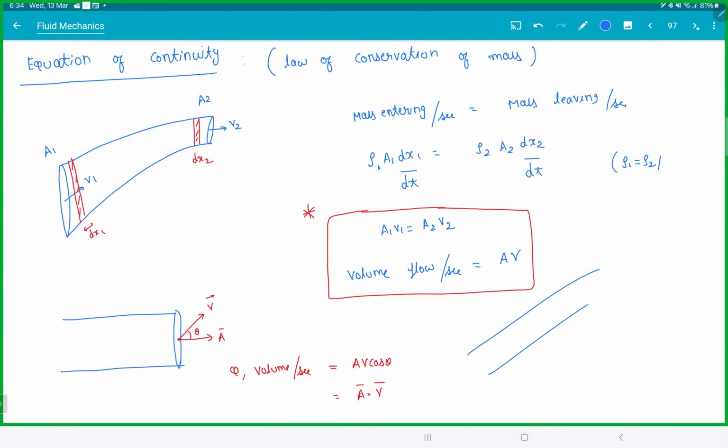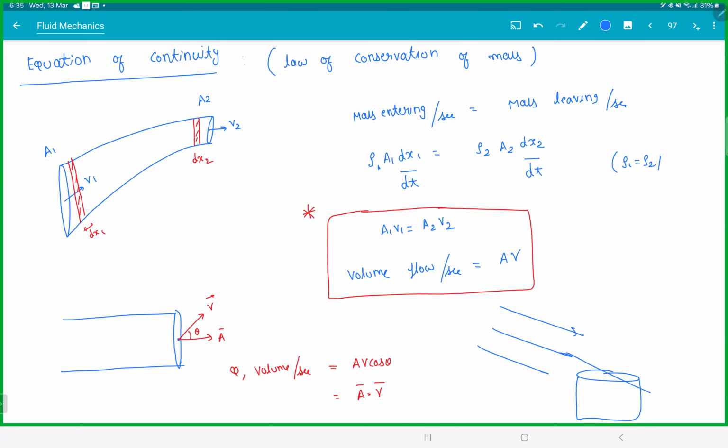Meaning, let's say a river is flowing like this, and you want to find how much water is flowing in this region. You can take any random region like this. Or think of it like this: rain is falling, you went outside and kept a bucket, and you want to know how much water is getting collected in the bucket.